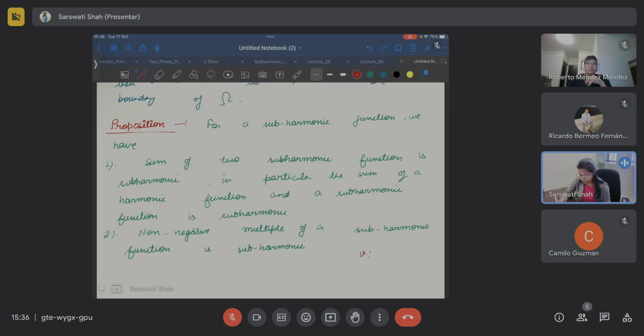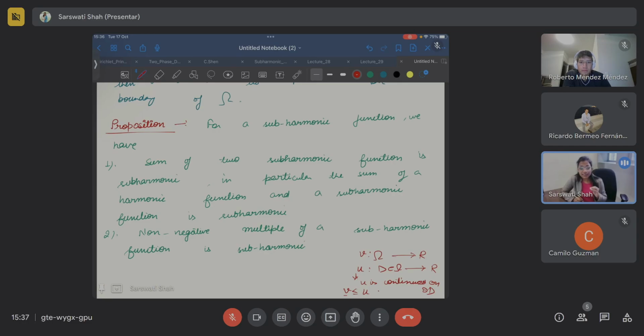We say that V is a function from an open and connected set omega to R, and U is a harmonic function on a subdomain of omega, and this U is continuous on the boundary, such that V is less than or equal to U. Then we call V a subharmonic function.